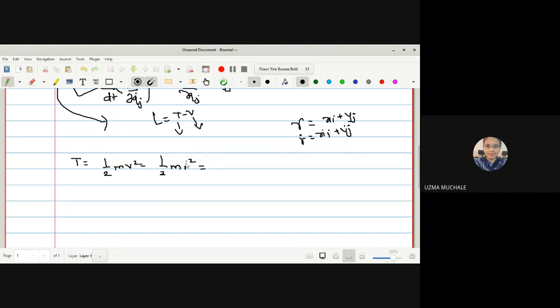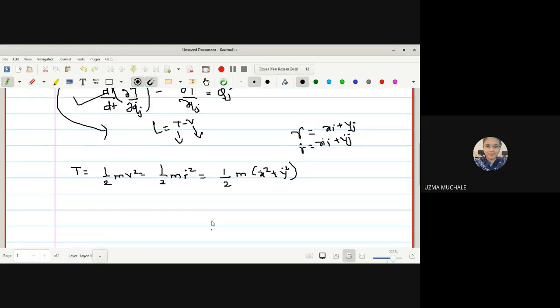So I will not write in detail, we have done this already. R dot square, using the dot product, r dot dot r dot will be, so x dot square plus y dot square. Okay, so in this way we should now find out what is the value of x dot and y dot. So this we can find out from equation 1.